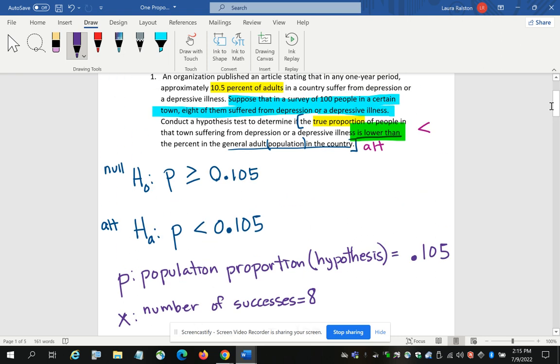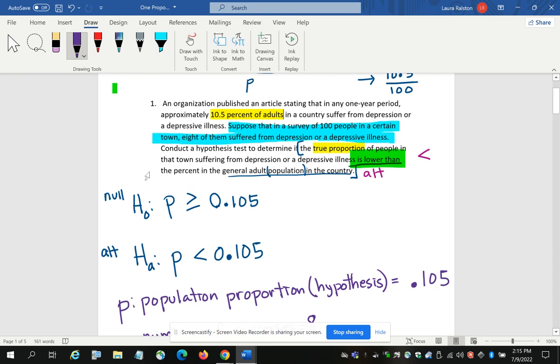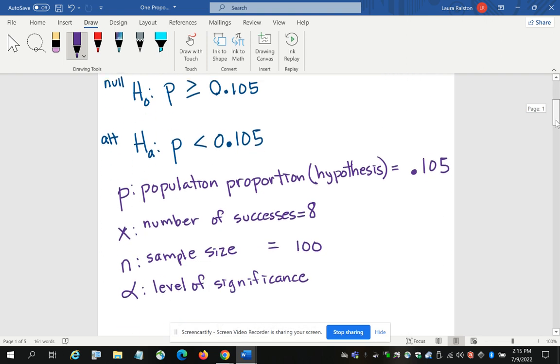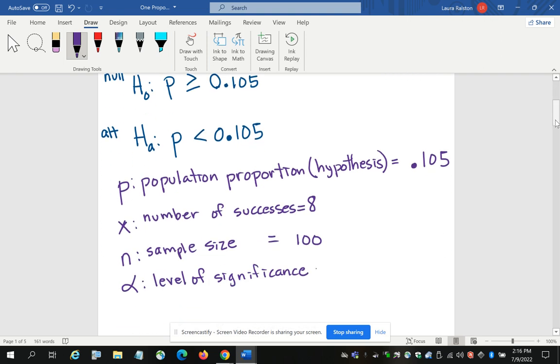Now, one thing I notice in this problem is it doesn't give us the level of significance. The standard is, if you're not given the level of significance, by default we use 0.05. Again, that's just kind of the standard across the board. A lot of researchers will leave that level of significance open-ended so that as the reader, I can make a decision and come to a conclusion for myself based on whatever level of significance I would prefer to use.